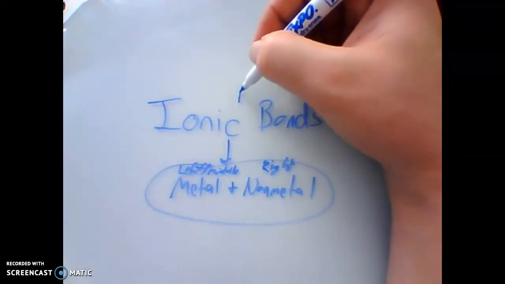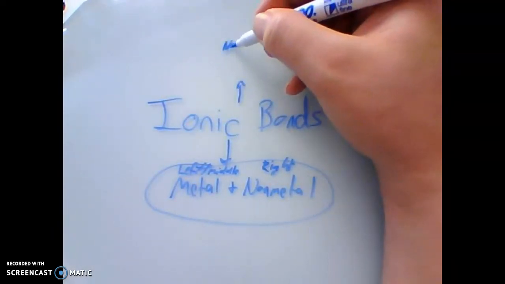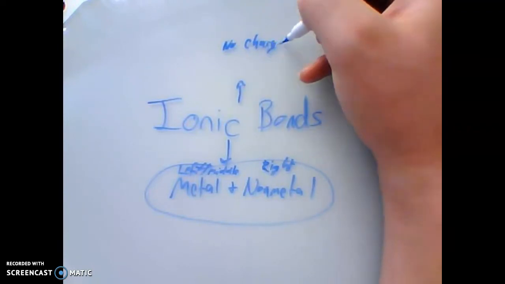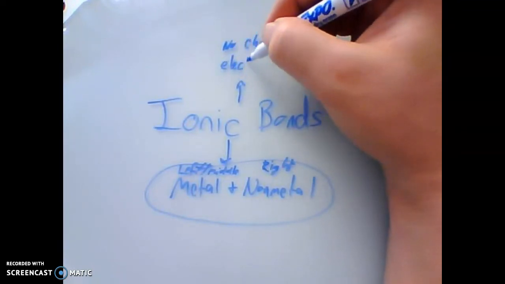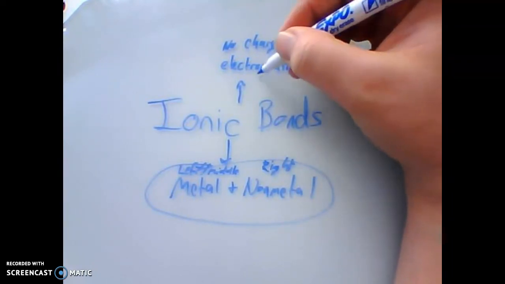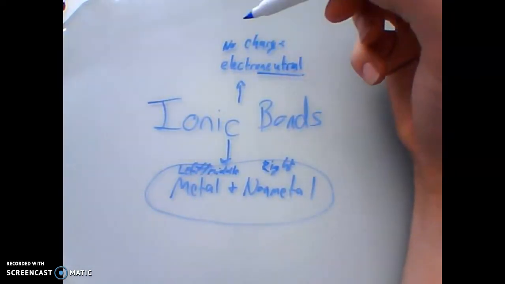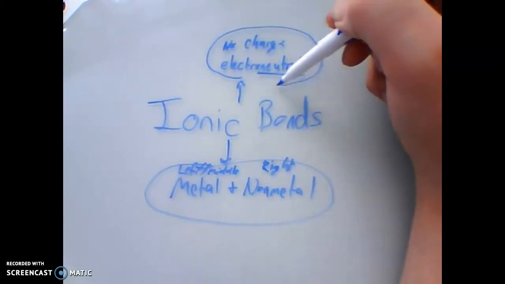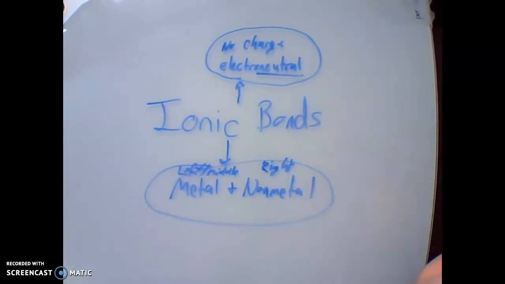When you have an ionic bond, if the bond has no charge, it is what's called electroneutral. Because, as far as electricity goes, it is neutrally charged, so we do not have to worry about that positive and/or negative charge. So, awesome.